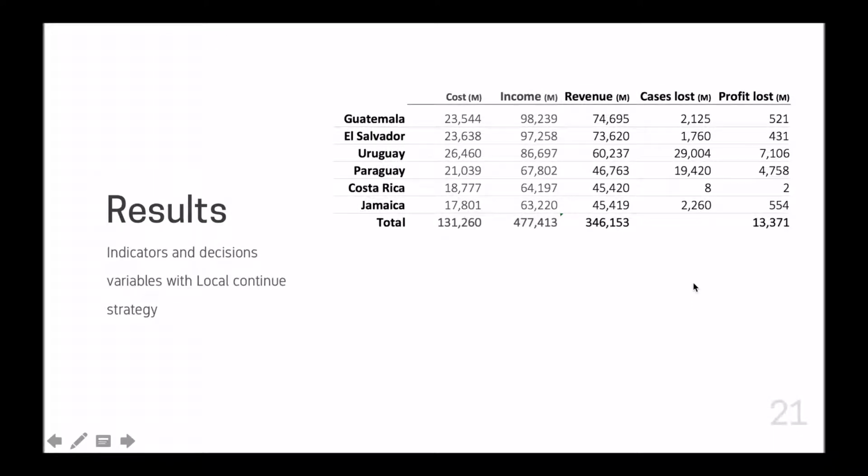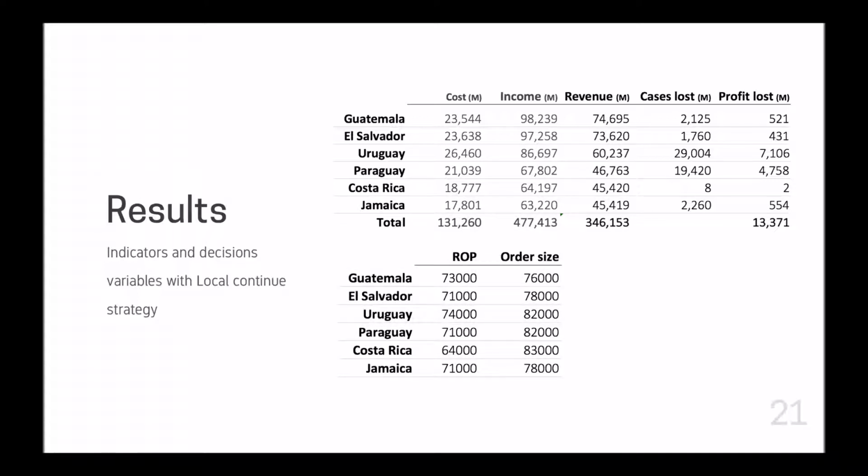Now that it's clear that the local distribution with continuous strategy is the best option, the indicators and decision variables are shown in this table. As you can see, the most profitable country is Guatemala, followed by El Salvador, and the lowest income is given by Jamaica and Costa Rica. In the next table, you can see the reorder point and the order size for each country.